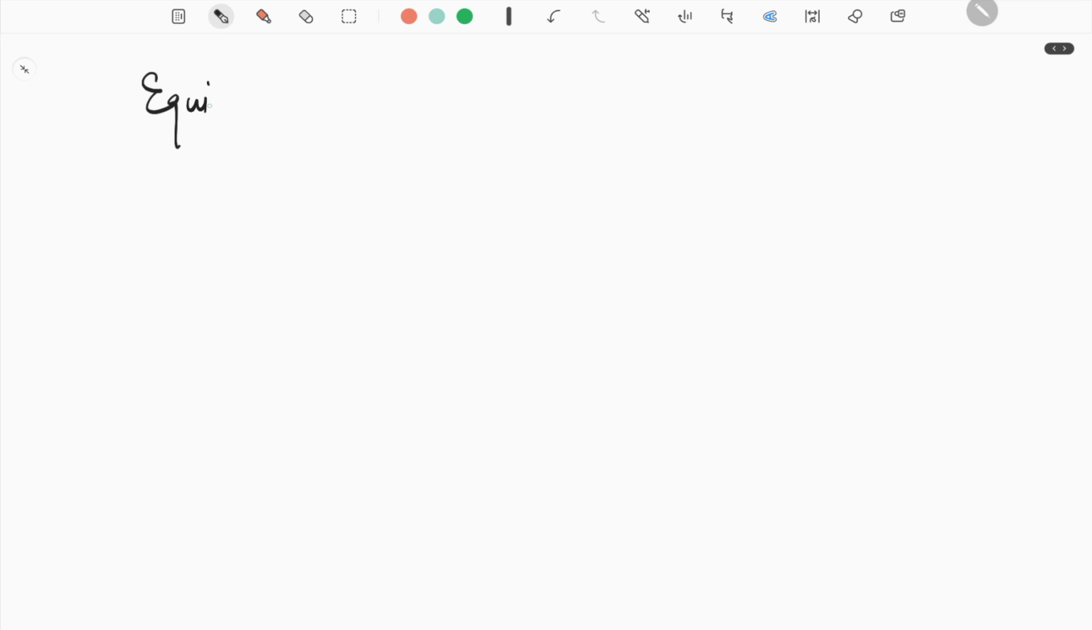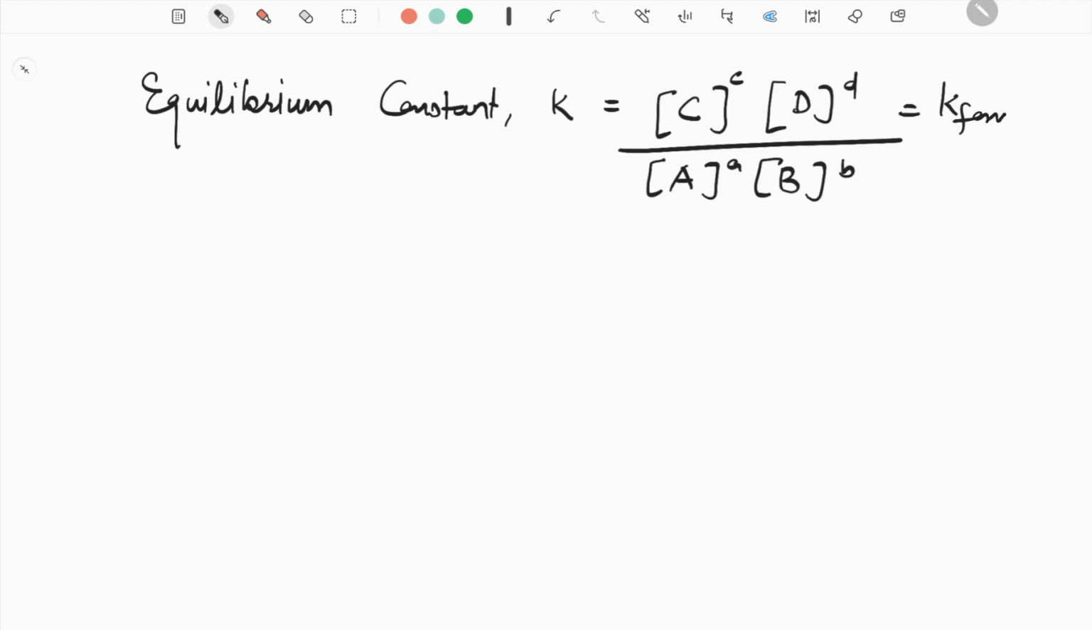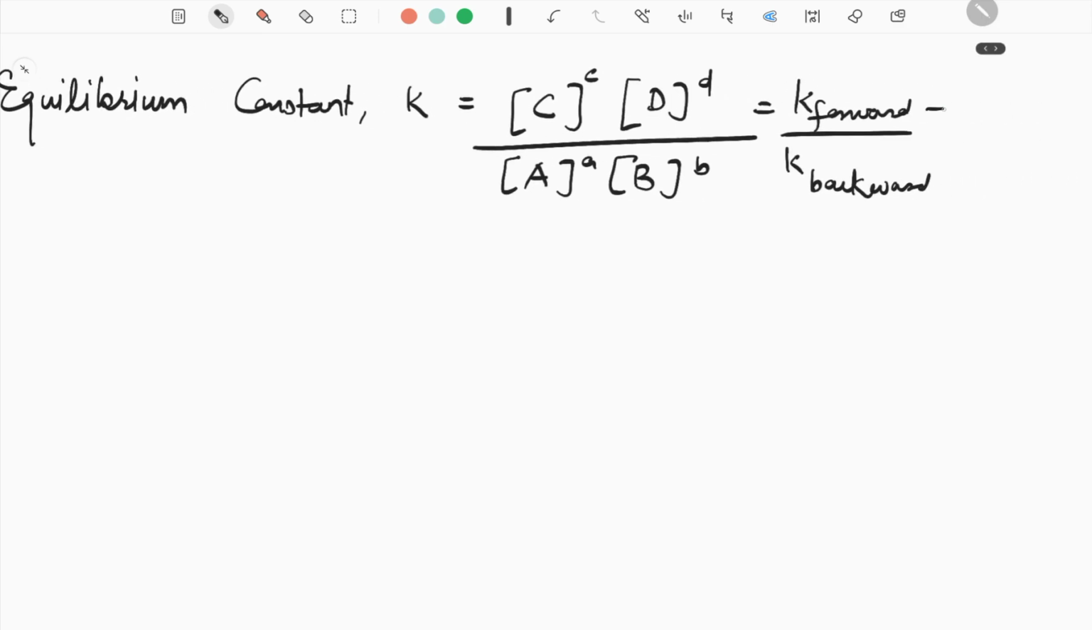And the equilibrium constant, that is K, will be equal to the product of the concentrations of products upon the concentration of reactants, that is equal to K forward upon K backward, that is equal to Kc.